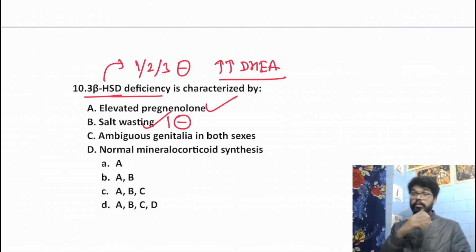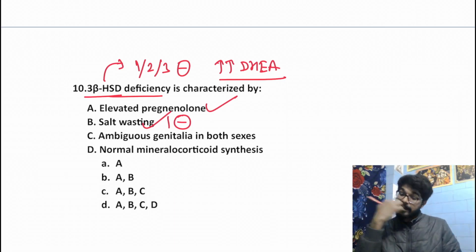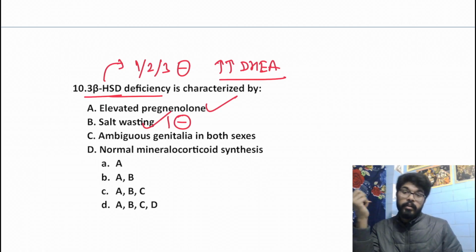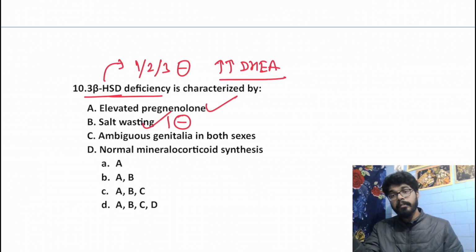Ambiguous genitals in both the sexes. We have discussed that DHEA has mild androgenic property, but it is not enough for males, but is excess for females.